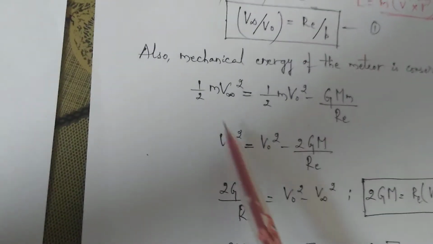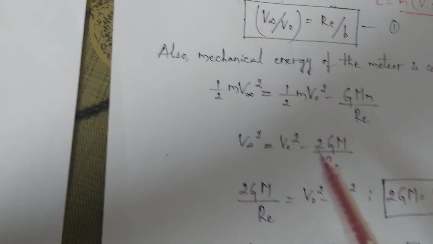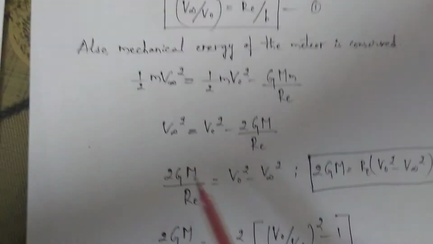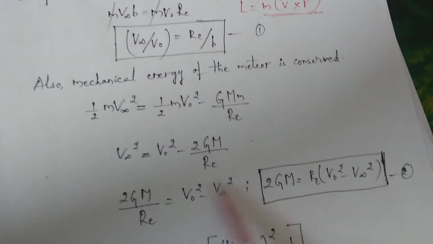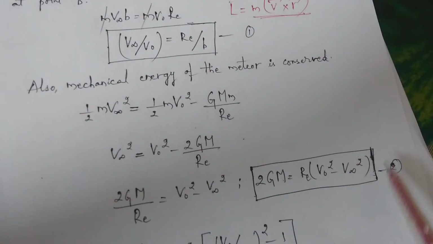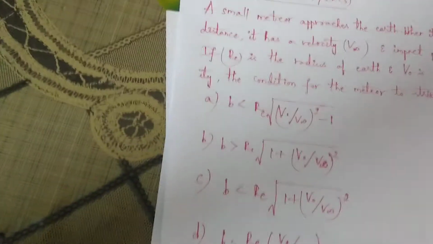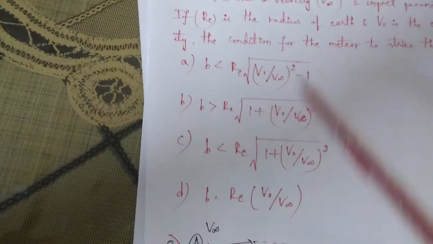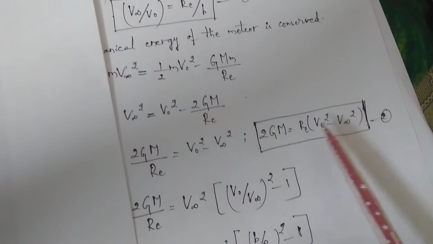By simplifying this equation, taking the LCM and cancelling the m on both sides, we get this. We also take out 2GM equals Re into v0 minus v infinity whole squared as one equation. This is very important because, as you can see in the options, there is no 2GM in any of them, so we need to eliminate that. We need to write it in terms of the radius of Earth, v0 and v infinity, which were given in the problem. So I have taken this step. Let's proceed from here onwards.